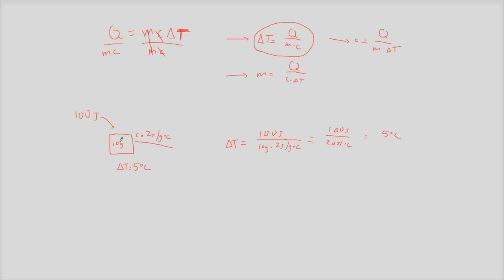So we're just saying that if you add 100 joules to a block that's 10 grams, and per gram of this block you need 2 joules to make it go up by 1 degree Celsius, that means that we need 20 joules to make this whole thing go up by 1 degree Celsius. And if we have 100 joules being added to it, we can make that block go up by 1 degree Celsius 5 times. All right.